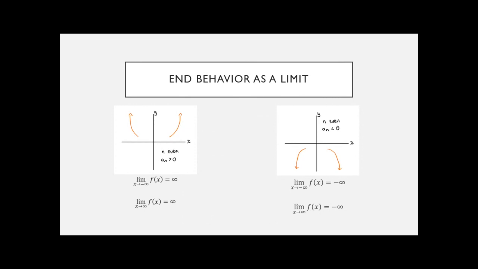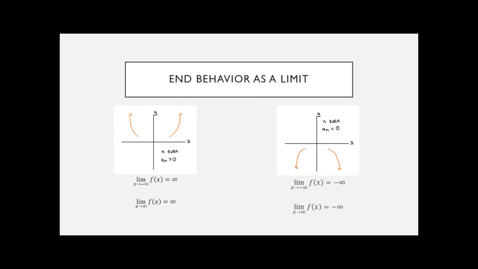Where is y going? If you have a positive leading coefficient, it opens up. So that means your y values are going to go up to positive infinity. They're going to keep getting larger. But if it's a negative coefficient, it's going down. It's going to go down forever towards negative infinity.